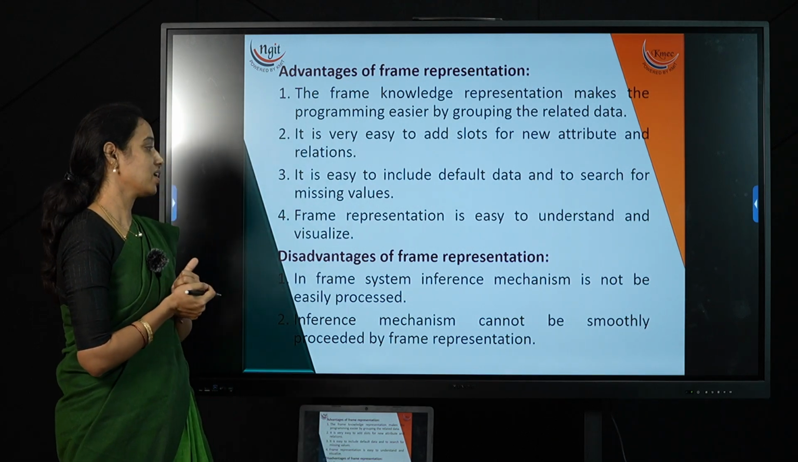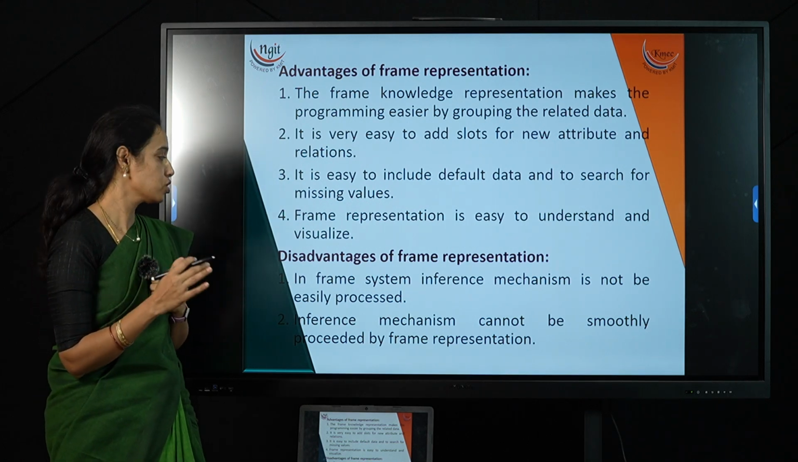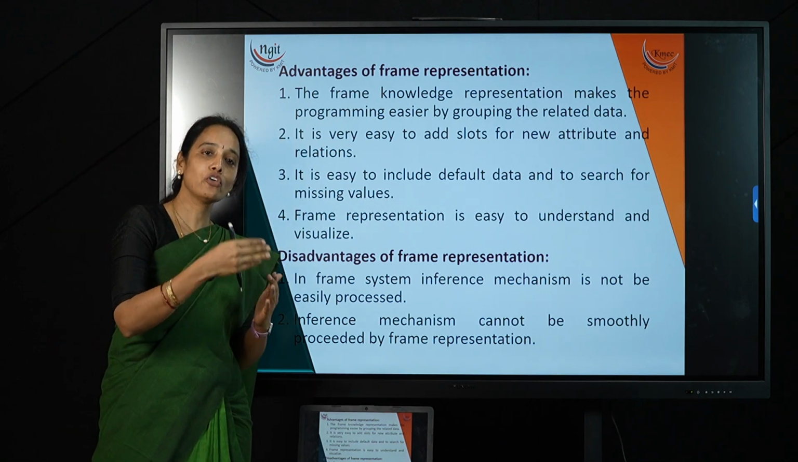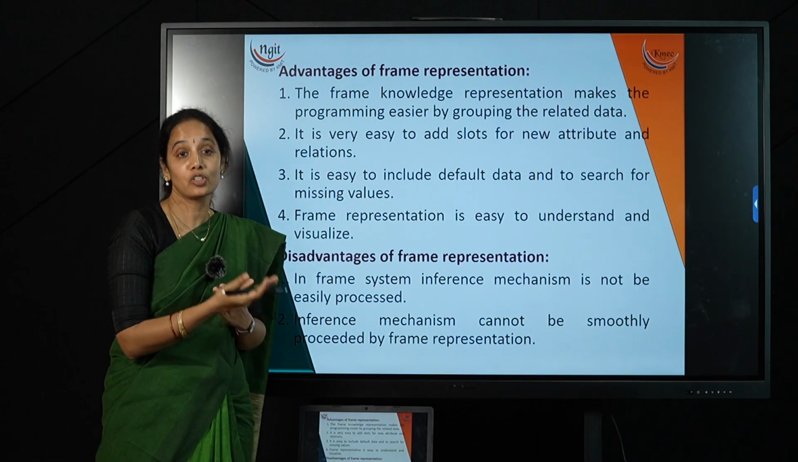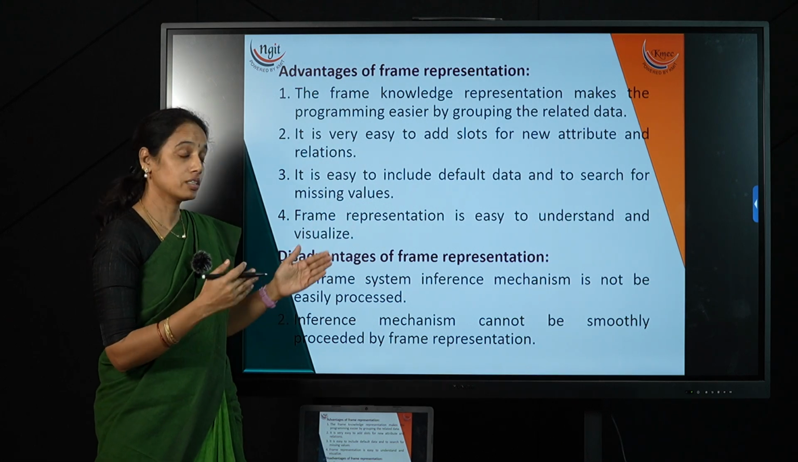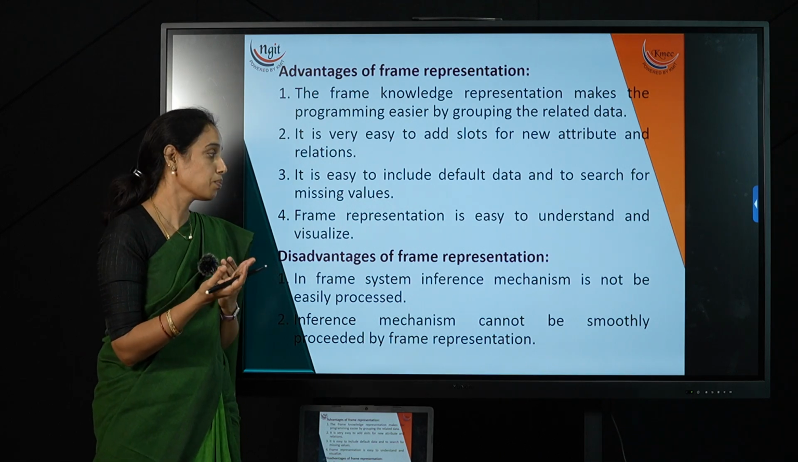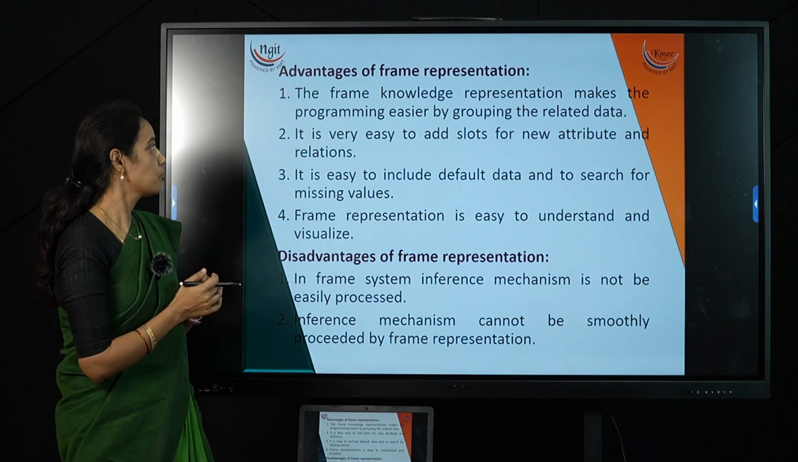But coming to the disadvantages of this frame representation, the inference mechanism is not easily processed. That is, if you want to deduce new information from the already existing information, sometimes it may be difficult. The frame representation may not give new inference methods. Okay, that is the disadvantage of this frame representation.